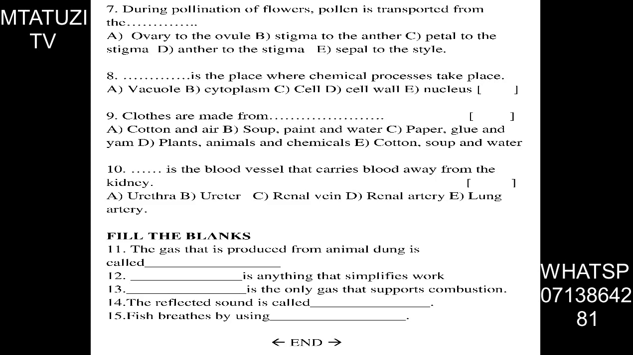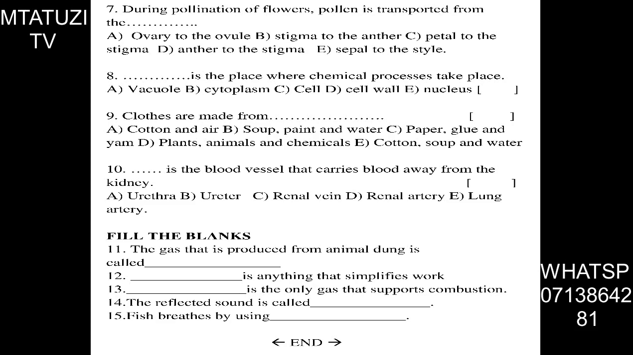Okay, let us go to question number 8. Question number 8 says that dash is the place where chemical processes take place. A, vacuole; B, cytoplasm; C, cell; D, cell wall; E, nucleus.